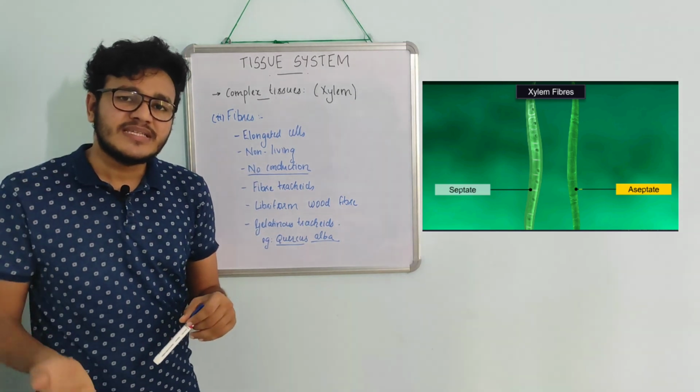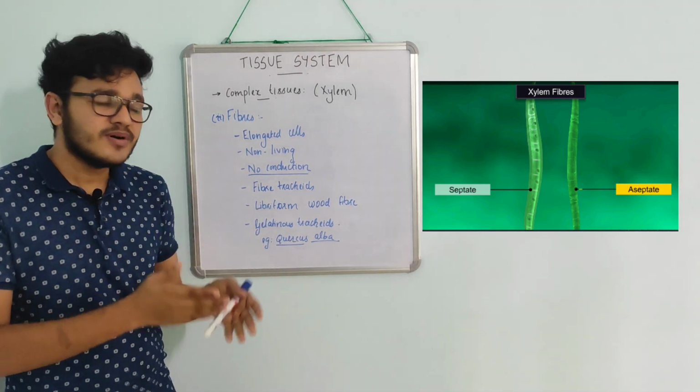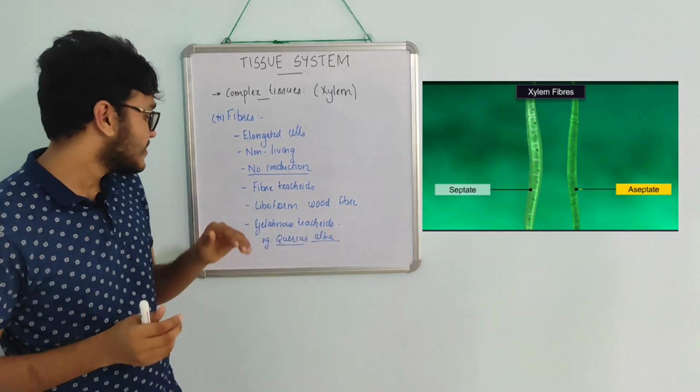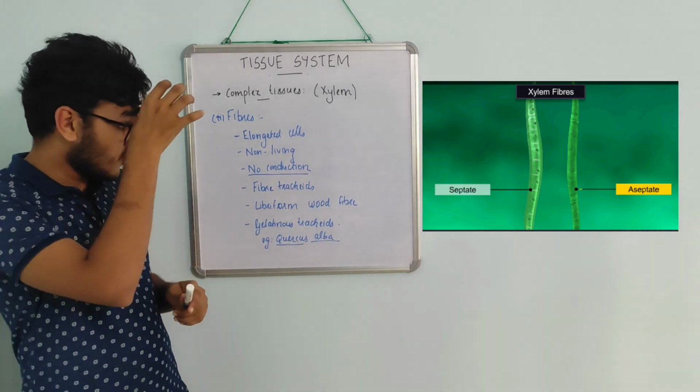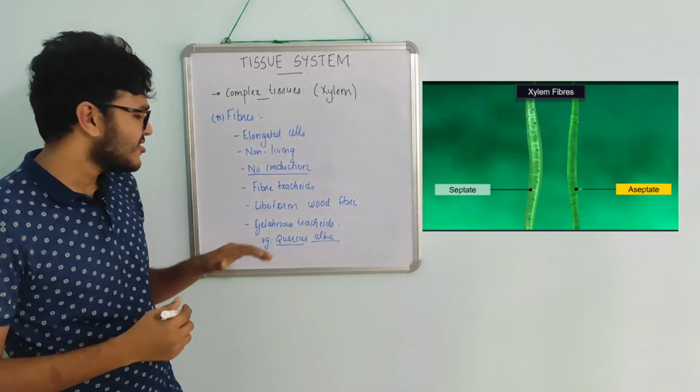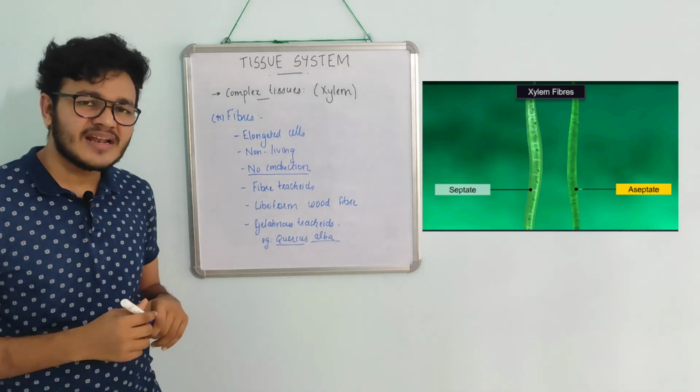Now, sometimes you can see transitional tracheids between fibers and tracheids. That is, in between fibers and tracheids, there is a transitional type known as fiber tracheids. There are two types of fiber tracheids, that is libriform wood fiber and gelatinous tracheids. It is actually not two types. The first one is libriform wood fiber.